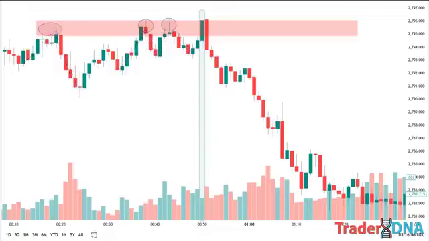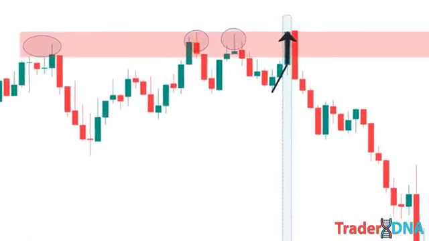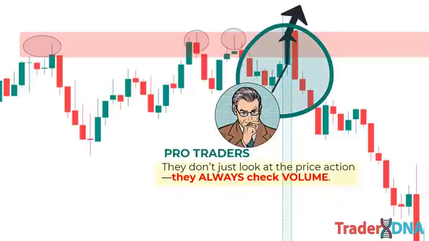But then, something weird happens. Price moves up toward the resistance zone, and suddenly, boom, a massive bullish candle appears. Now, beginner traders, they see this and immediately think, breakout, price is going to skyrocket past resistance. They believe the market is about to explode upwards, breaking past this level and forming a brand new key price point. But pro traders, they see things differently.